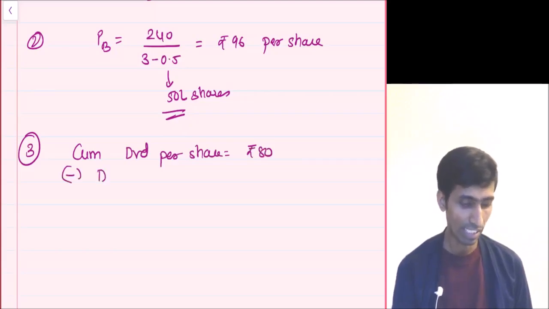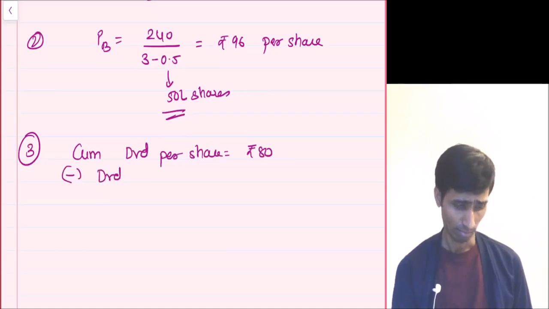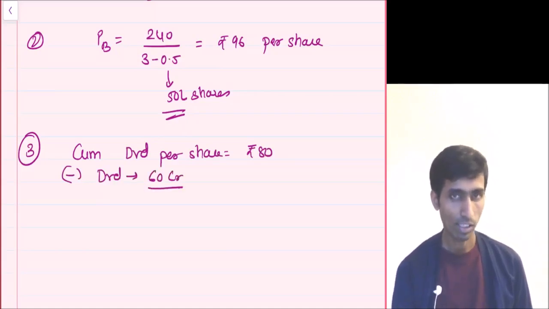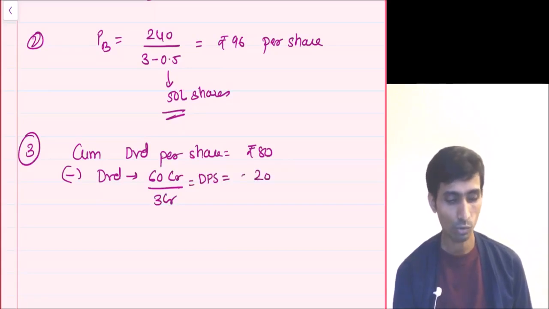If they declare a dividend, how will I calculate the dividend? 60 crores I have, and 3 crore shares I have. So DPS is equal to, how much is the DPS, dividend per share? 20. So that much the value will fall. My ex-dividend price is always, listen, ex-dividend price is 60.